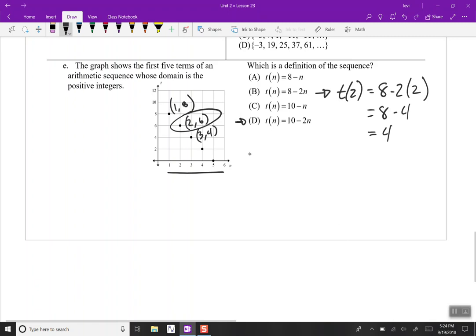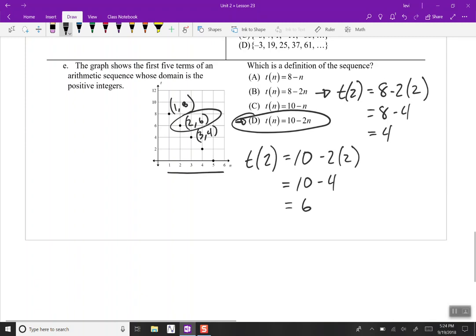Let's try D then. Try this one. T of 2 is 10 minus 2 times 2. So that would be 10 minus 4, which is 6. So it's D. Look at that. I was wrong the first time.